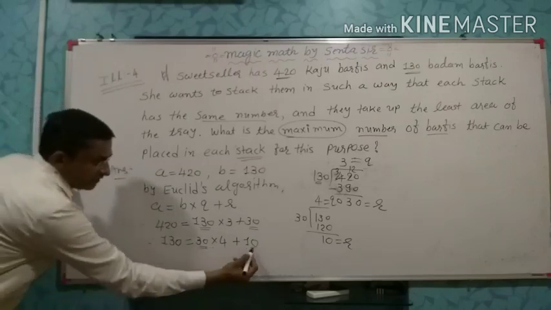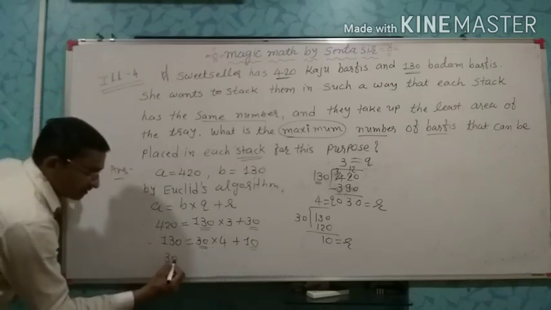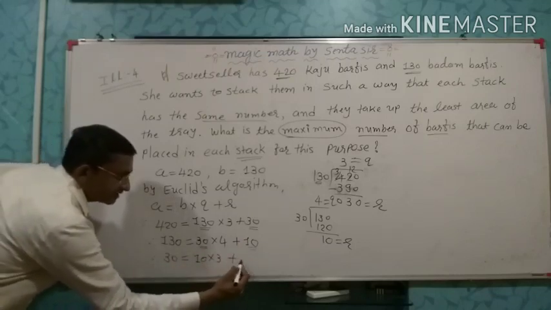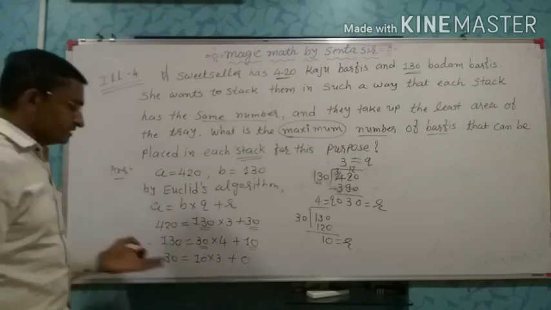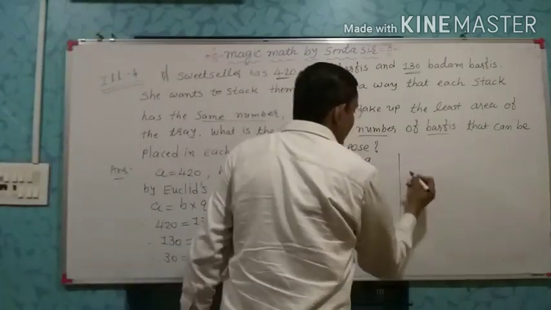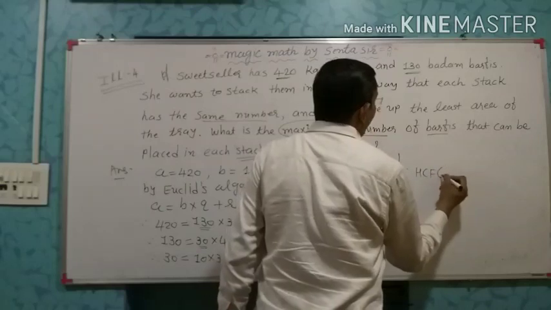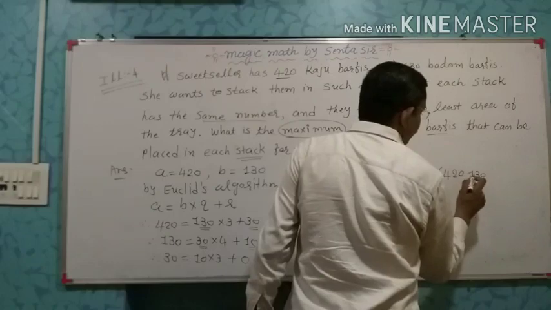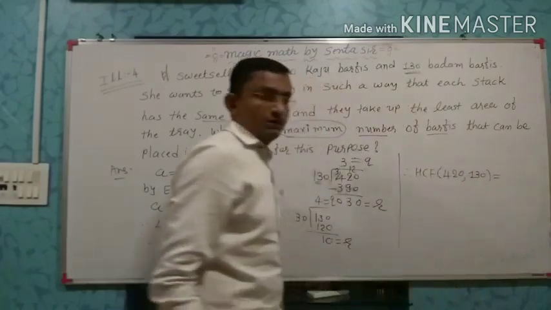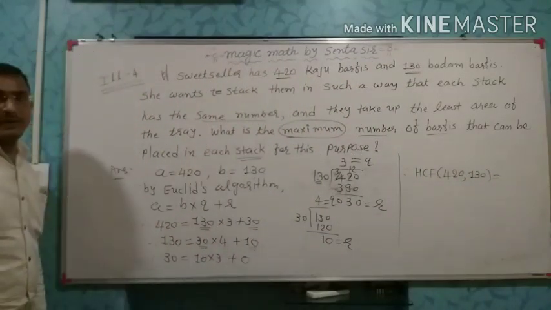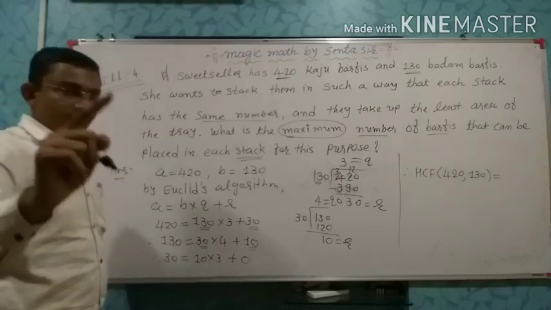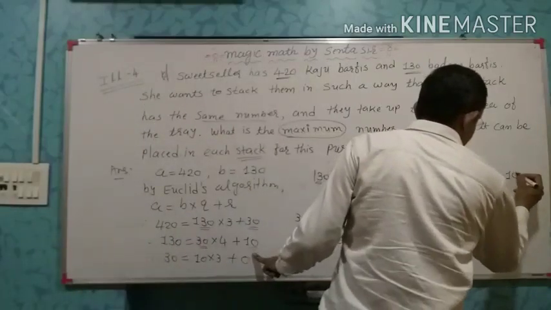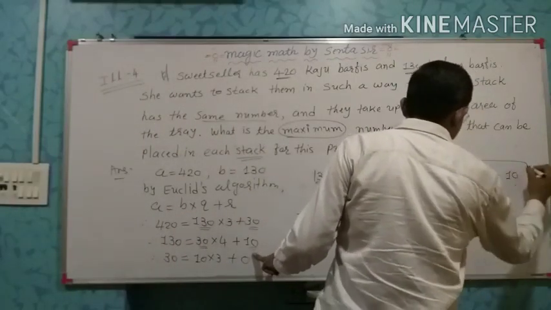Friends, we take second and fourth number in next step. 30 is equal to 10. 10 threes are 30. Remainder is 0. It is very easy step. Therefore, HCF of 420 and 130 is equal to the last non-zero remainder. You can say which is the answer? Yes, very good. 10. 10 is the answer.